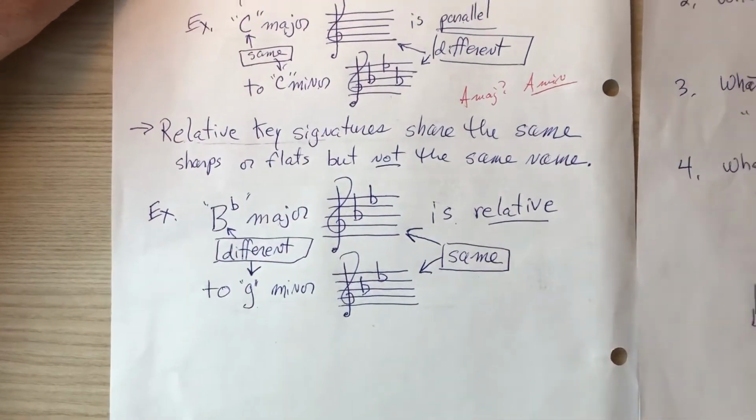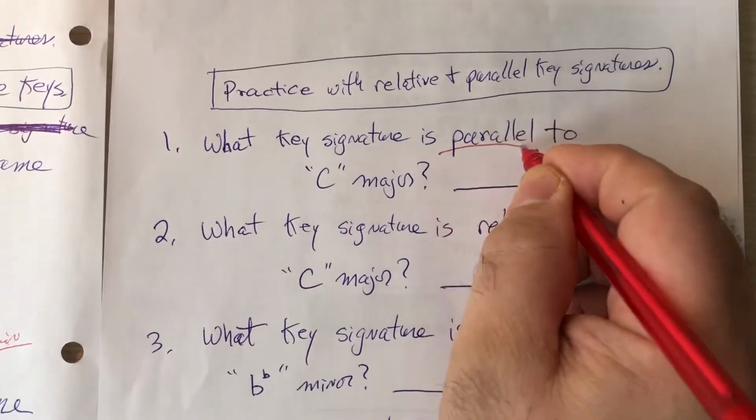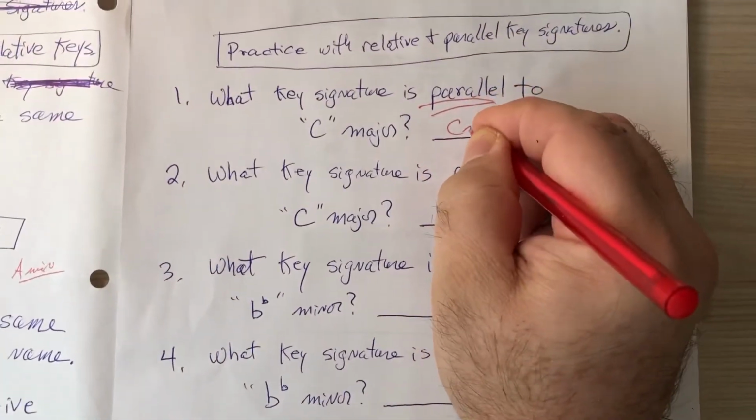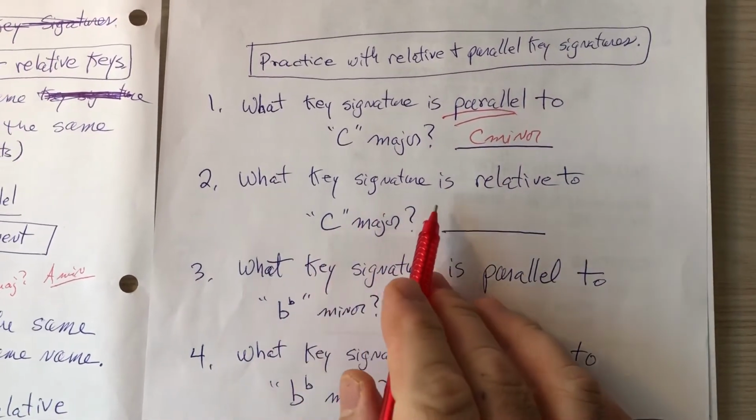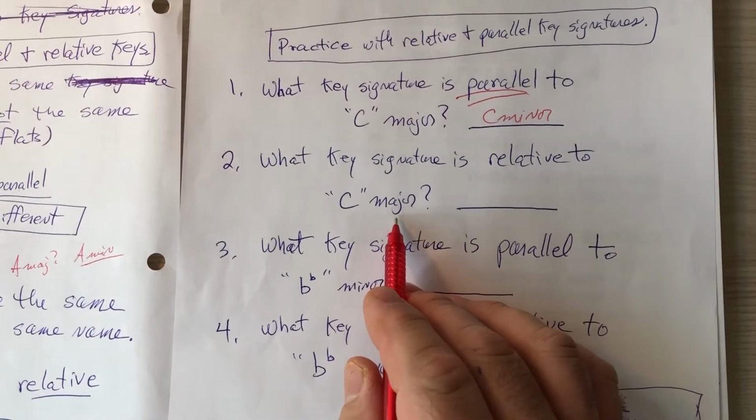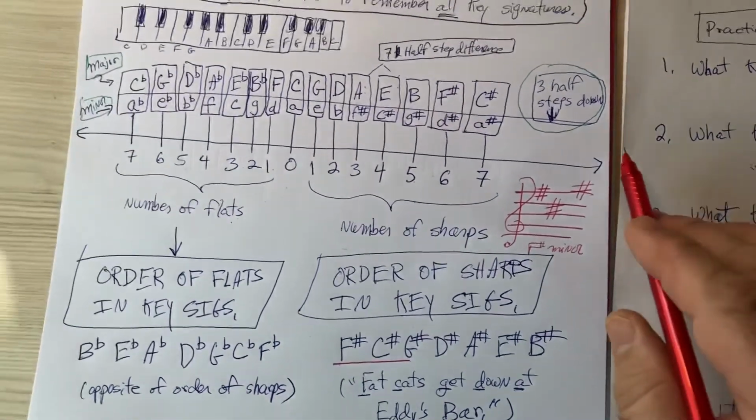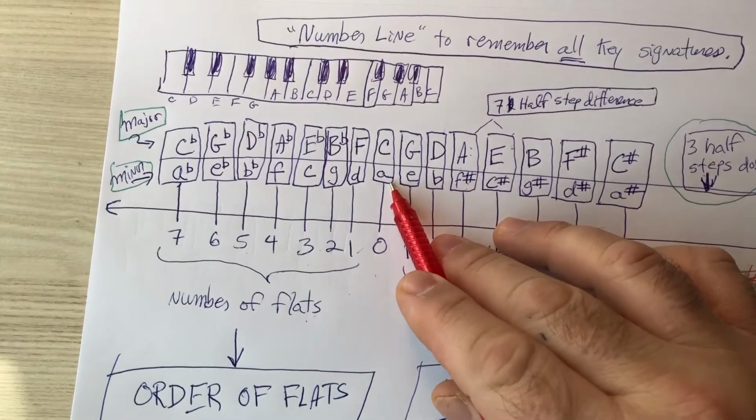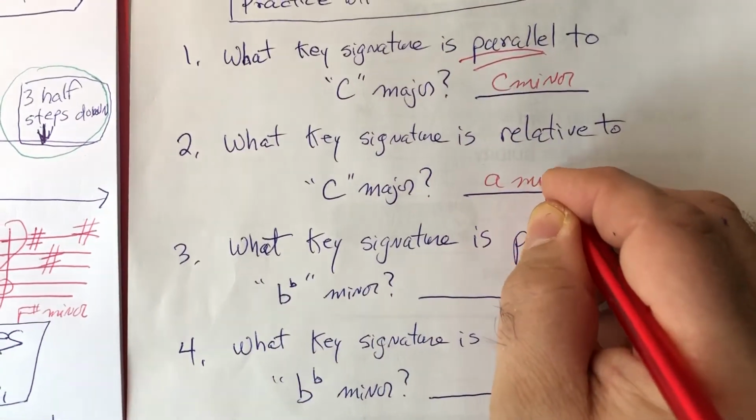So you see questions like this on your exam. What key signature is parallel to C major? Okay, so that's a no-brainer. C minor. Okay, what key signature is relative to C major? Okay, so you can do one of 2 things. I suggest you just look at your chart, you find C major, and you see that A has the same key signature, so the answer is A minor.